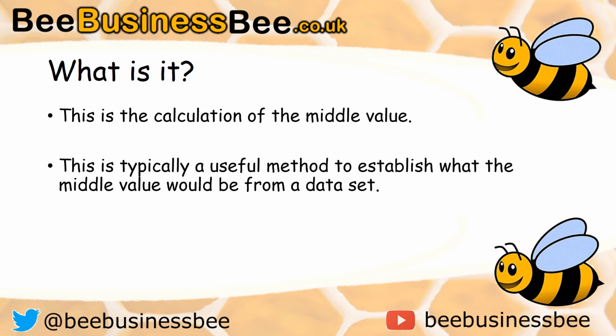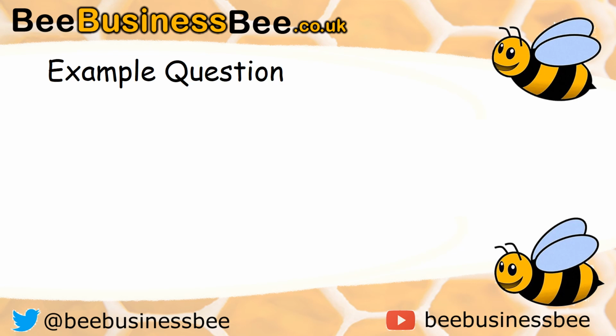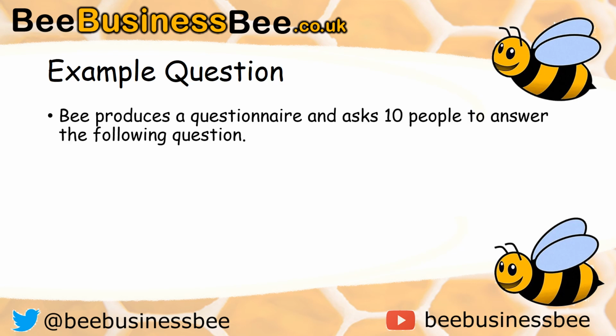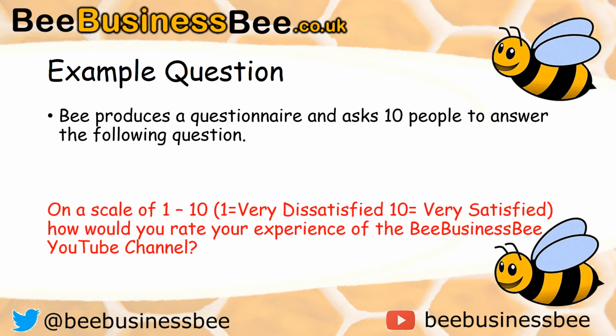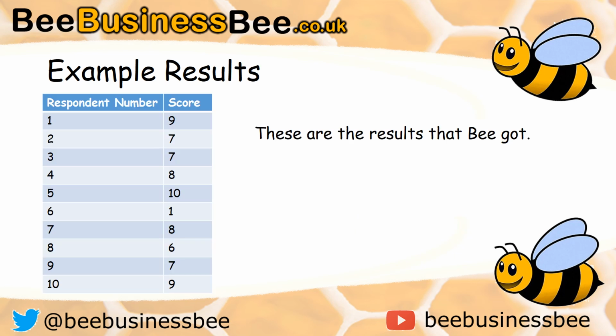To help to understand this, I'm going to use the example that I've used in previous videos. So here's my example question. B produces a questionnaire and asks 10 people to answer the following question. On a scale of 1 to 10, 1 being very dissatisfied and 10 being very satisfied, how would you rate your experience of the BeeBusinessBee YouTube channel? Here is the data that B collected.